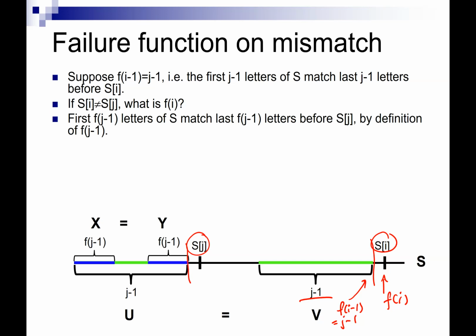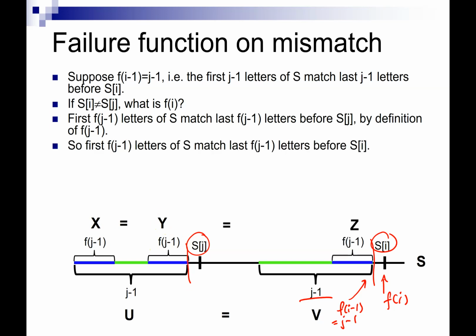Well, then we know that the first f of j minus 1 letters of s match the last f of j minus 1 letters before s of j. This is by the definition of f of j minus 1, right? f of j minus 1 is saying that, let's take the first j minus 1 letters of s. What's the longest matching prefix and suffix? So now these two portions match, right? Let's call this part x, and let's call that part y. So x and y are equal.